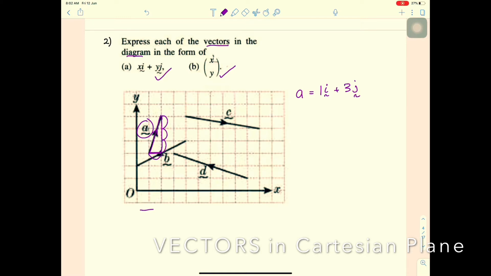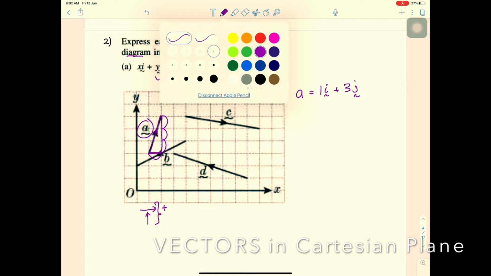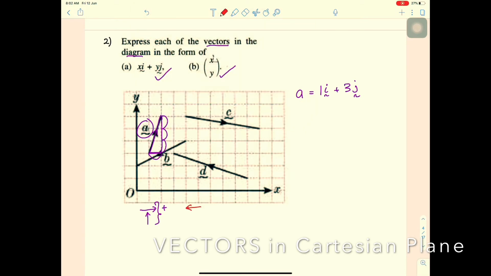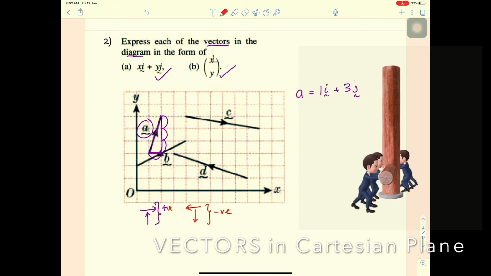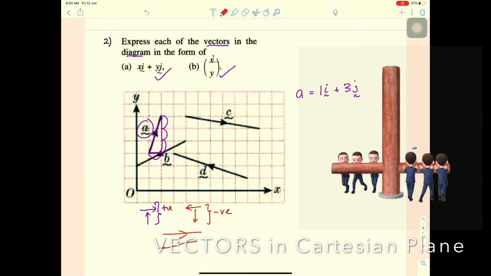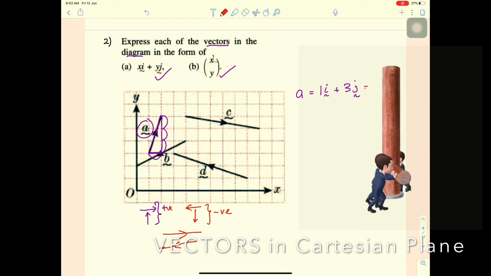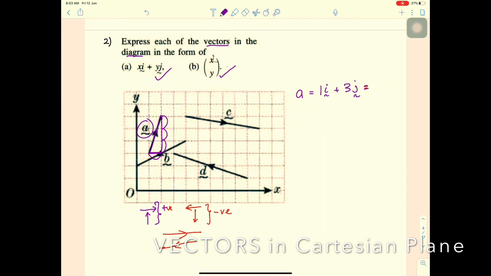The direction to the right is positive, and going up is positive. Going to the left and going down is negative, according to the arrows. In matrix form, you cannot write 1i, so the answer is i plus 3j. In matrix form, vector A is (1, 3).